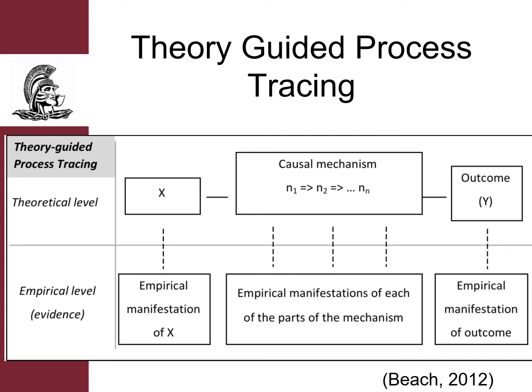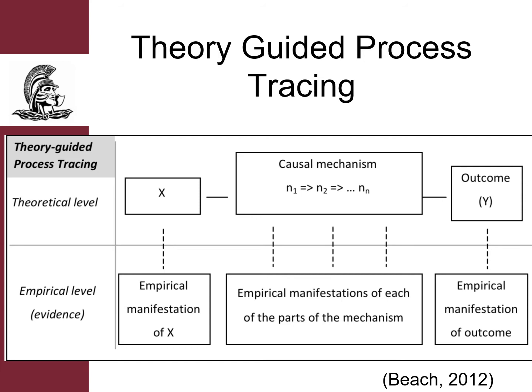So we have this theoretical level, and then we have the empirical level, which is what we observe in the case. This is the data, the facts, the things we know happened in the actual case. And so you have presumably empirical manifestation of X, right? The empirical isn't that cool? Manifestations of each part of the mechanism and the manifestation of the outcome, right?